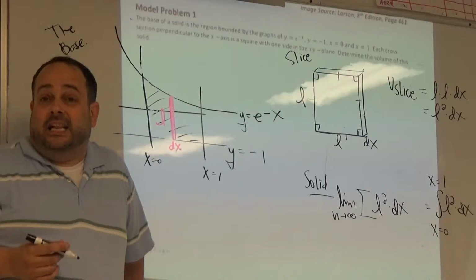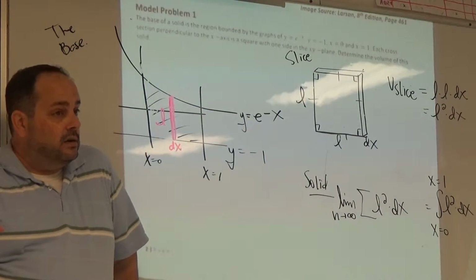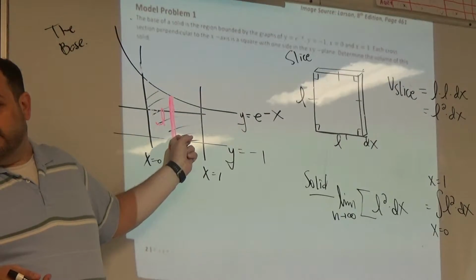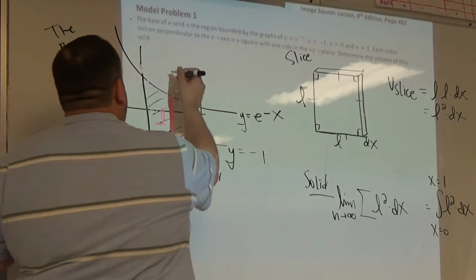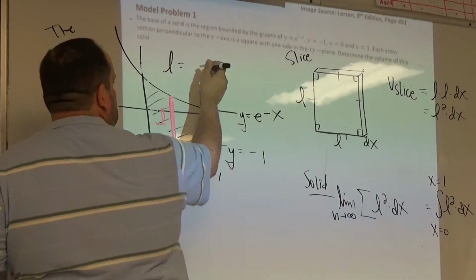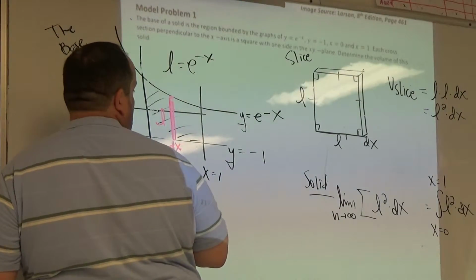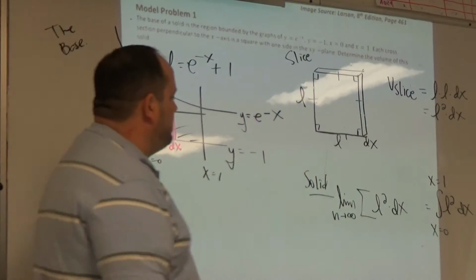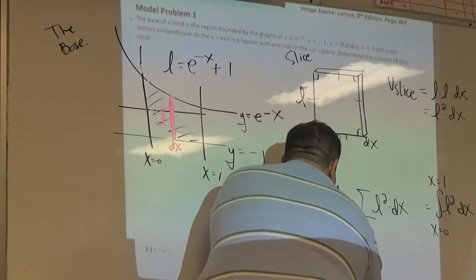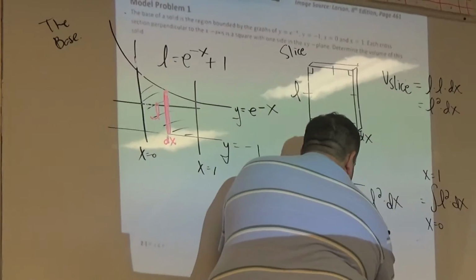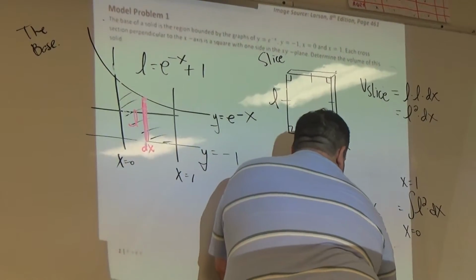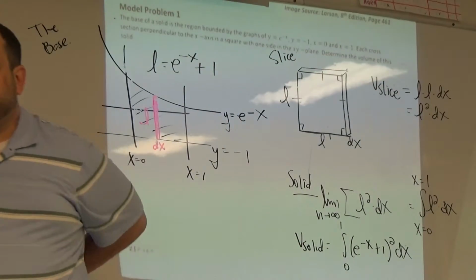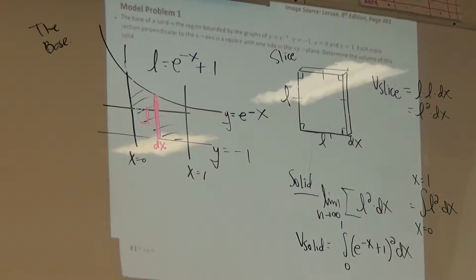The last thing, if you're going to go to your calculator and get an answer here: what's L? L is the length of this slice. What I heard from Noemi is it's e to the negative x minus negative 1, or e to the negative x plus 1. So for the volume of the solid, get your calculators out. You're going to integrate from 0 to 1, e to the negative x plus 1 squared dx. Once you get a decimal answer, I'll take some questions.